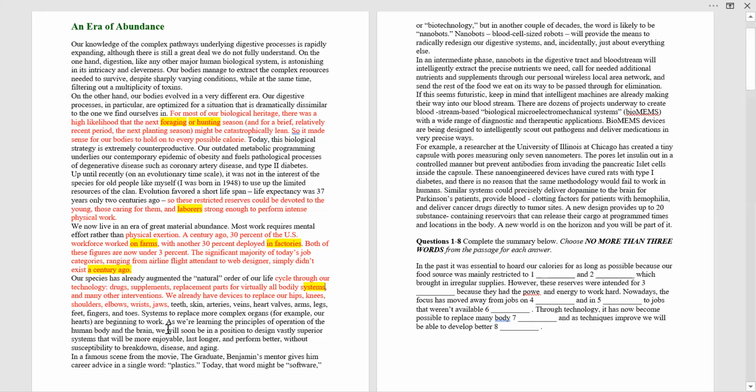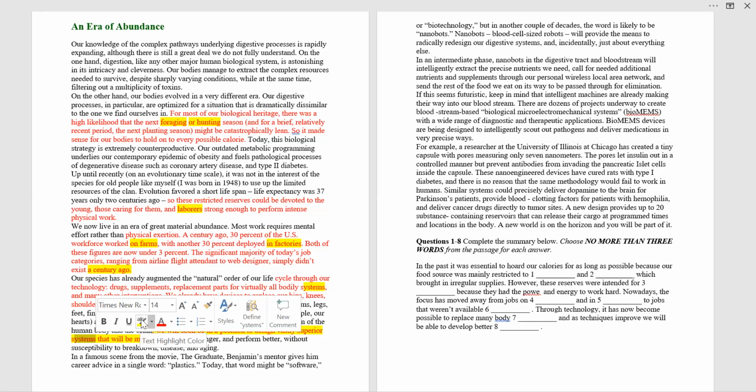We will be in a position of designing vastly superior systems. So here, this word system is the answer to the question number.